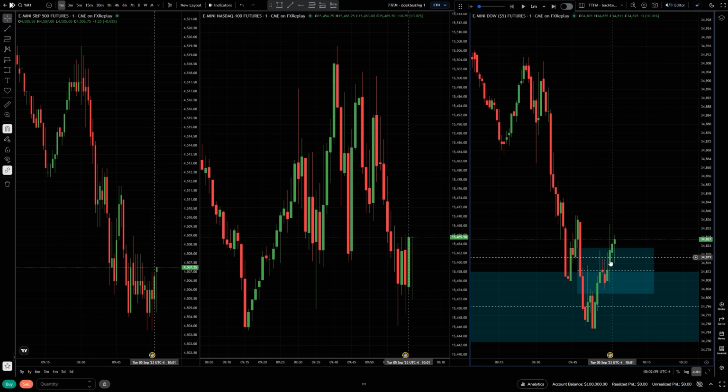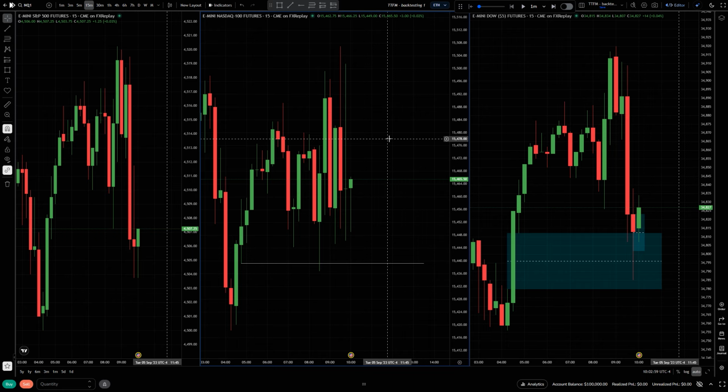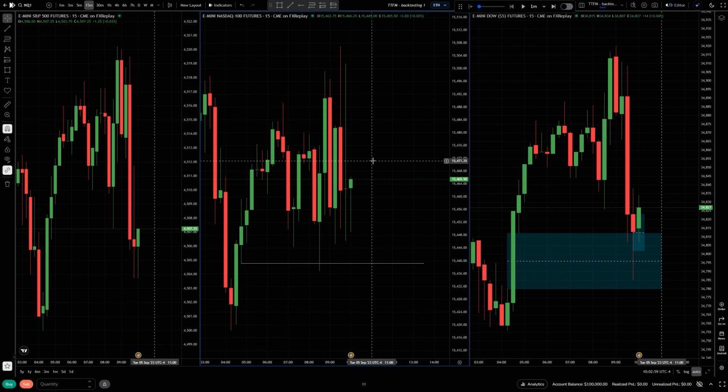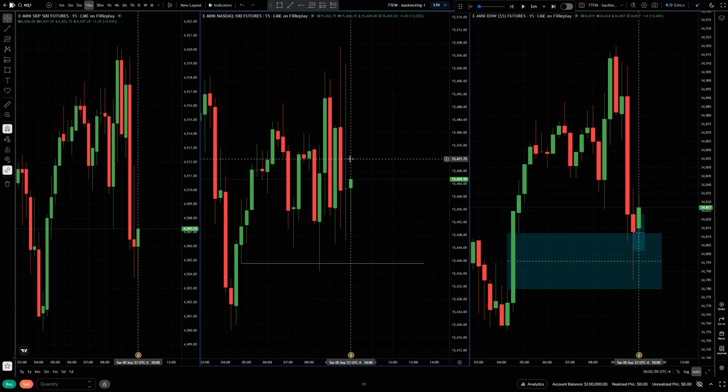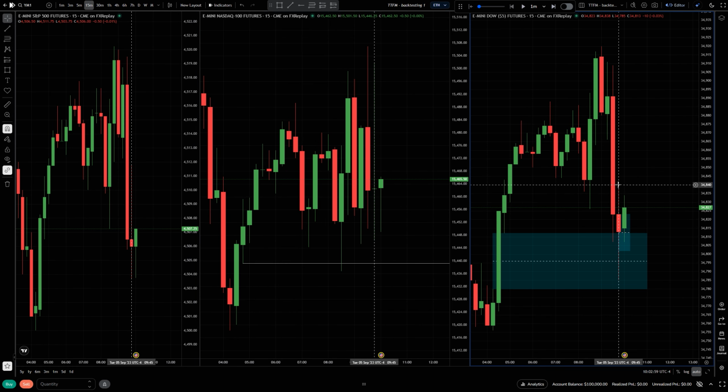So we have closed above this fair value gap on YM. If we look on the 15-minute chart, would this be considered a PSB? Kind of, yes. This opened and closed at the same price level, and this was overall a bearish candle. So we technically have a PSB here.